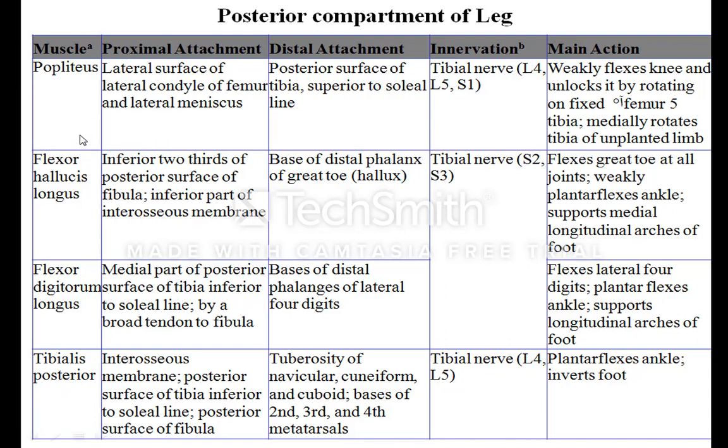The popliteus, its origin is from the lateral surface of the lateral condyle and also from the meniscus inside the knee joint. And insertion is at the posterior surface of the tibia, superior to the soleal line. It weakly flexes the knee joint and unlocks it by rotating on a flexed femur. So unlocking of the knee is a very important function. It medially rotates the tibia of the unplanted limb.